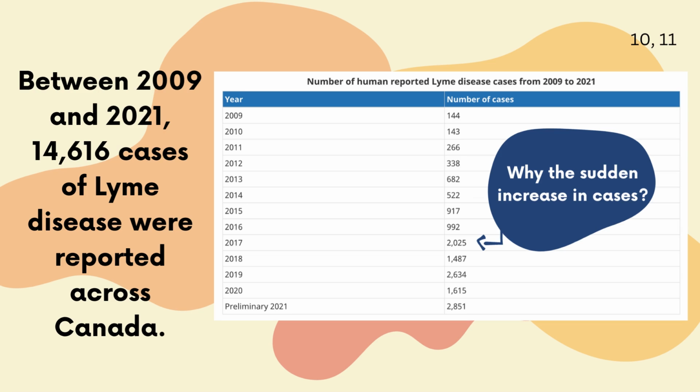So between 2009 and 2021, provincial public health units reported 14,616 human cases of Lyme across Canada. In this table, you can see how many new cases of Lyme were reported every year, and data from 2021 is preliminary as it had yet to be finalized. And the question we should ask ourselves when looking at this table is, why do we see such a significant jump in the number of cases of Lyme after 2016? Well, this jump exists because the case definition of Lyme was revised in this year. This was done so as to enable provinces and territories to report both probable and confirmed cases of Lyme. As a result, more cases were able to be reported.